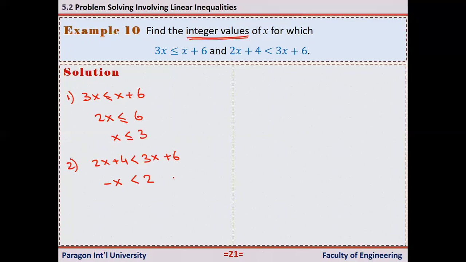So we need to have x alone here to do this one. Let's multiply both sides by -1, and also we need to change the direction of this inequality sign. At that time we have x is greater than -2.